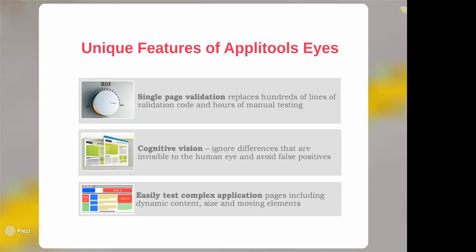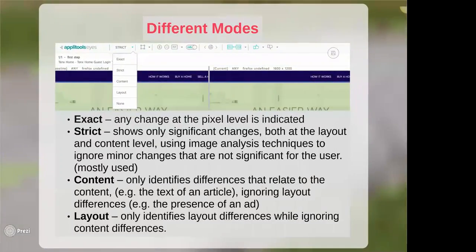Easily test complex applications using dynamic content, size, and moving elements. Here is how it looks a little bit, and I'll show you the demo also. These are the different modes it has: exact, strict, content, layout, and none. Exact will do pixel level mapping, which most of the tools in the market do. When we previously tried implementing it in my previous companies, it failed really badly because every time a pixel changed, it would just fail the test. So it had lots of false positives.